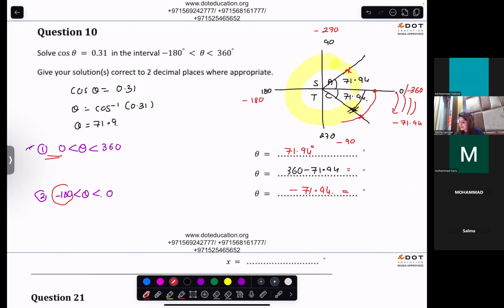Then I will complete the unit circle. My range is minus 180, so I stop over here. So these are my three possible values of theta. Please do it. I'll wait for you.